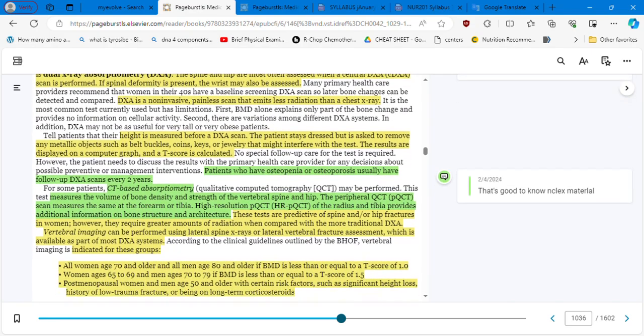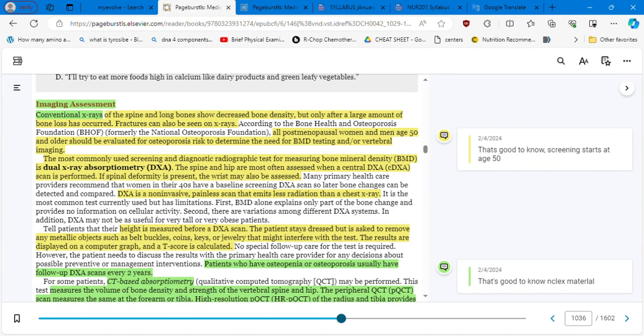Imaging assessment. We have the conventional X-ray of the spine and long bones, which shows decreased bone density, but only after a large amount of bone loss has occurred. Fractures can also be seen on X-ray. So when the bone loss is severe, the X-ray is going to show it. All menopausal women and men age 50 and older should be evaluated for osteoporosis risk to determine the need for BMD testing and/or vertebral imaging. BMD is bone mineral density, and that's good to know.